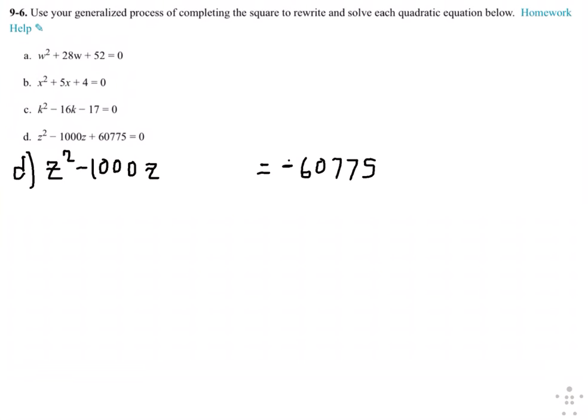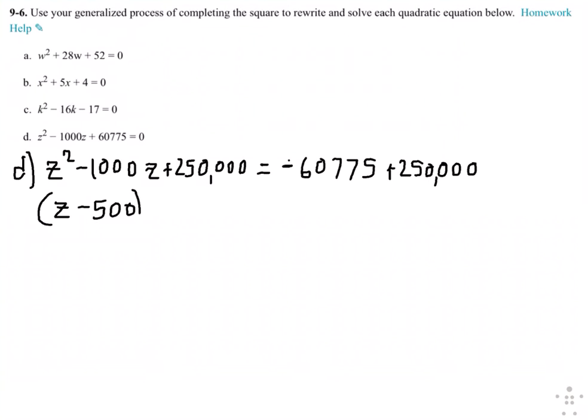So that gives me 250,000. I'm going to add 250,000 to both sides. So this factors to z minus half the middle term, which is 500, squared. Now, 250,000 minus 60,775 is 189,225.